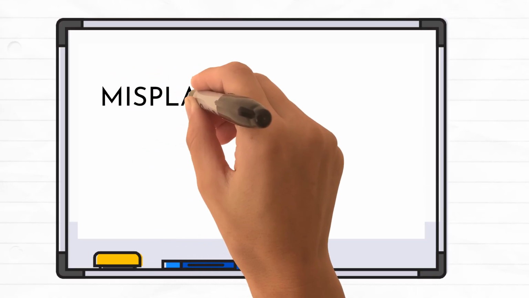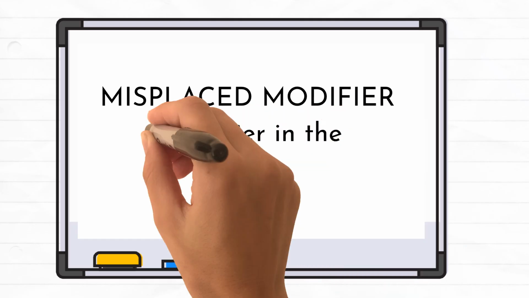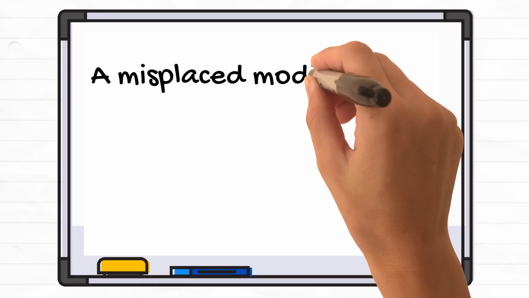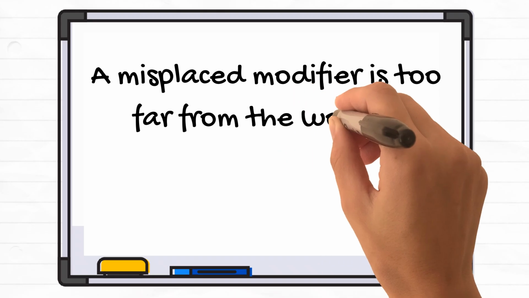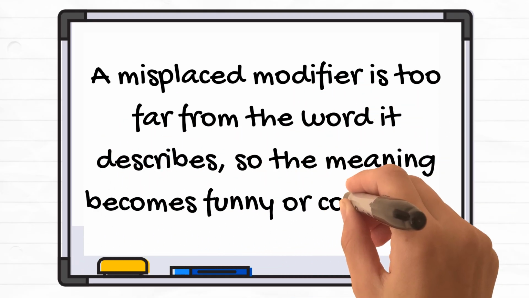Now, let's understand what is misplaced modifier, which simply means that modifier is in wrong place. A misplaced modifier is too far from the word it describes, so the meaning becomes funny or confusing.